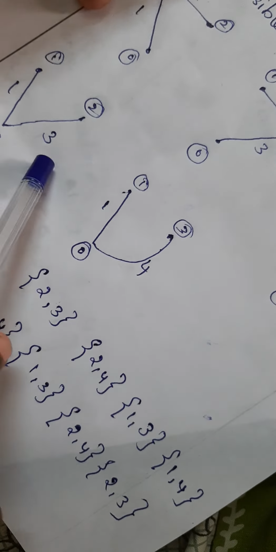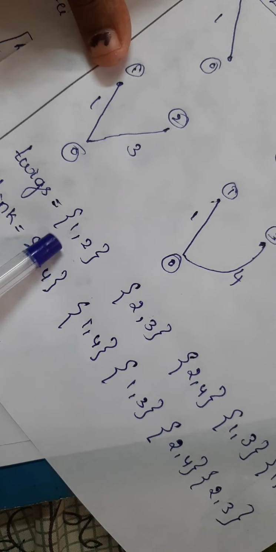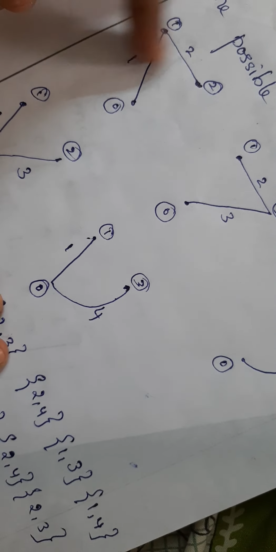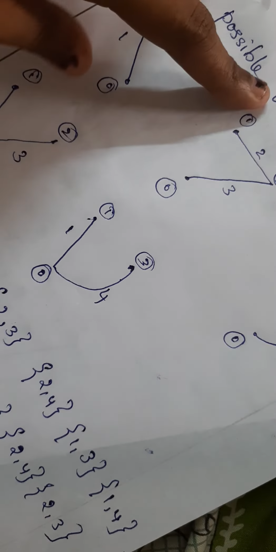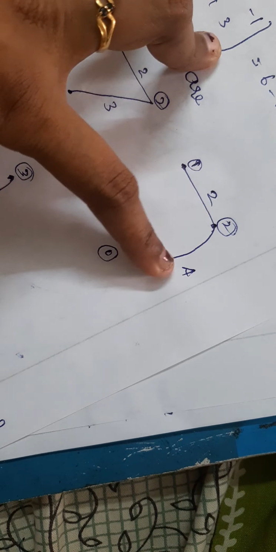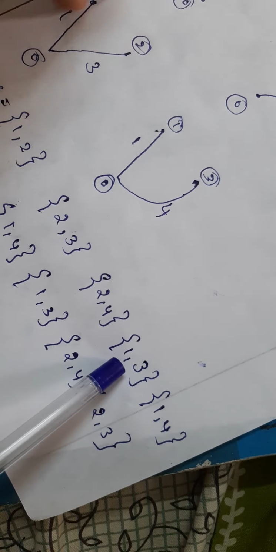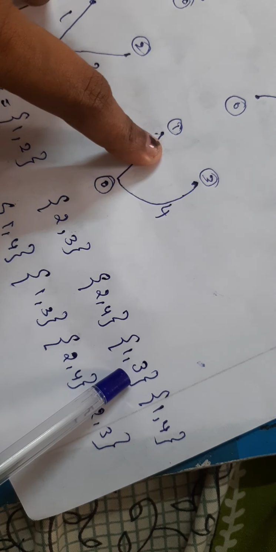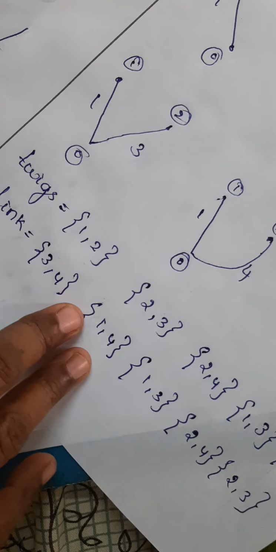Totally 5. So now you want to write the twigs. What is twigs? The number of branches in the tree. So 1 comma 2. Here 2 comma 3. And next third one, what is the value? 2 4. And next in fourth tree 1 and 3. And in fifth one 1 and 4. And this is known as the twigs, the number of branches in the tree.